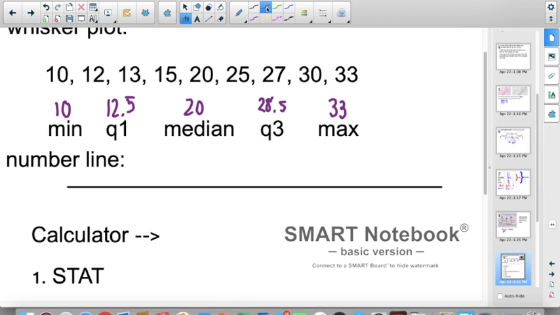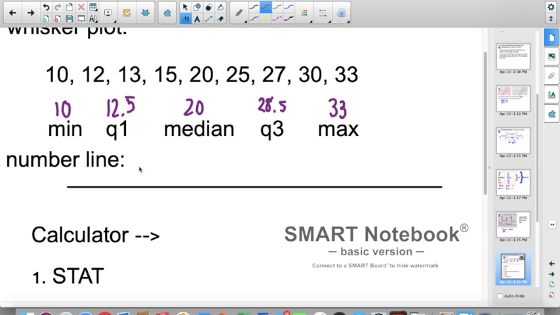Now that we have these 5 things, which we always need for a box and whisker plot, we can now make our box and whisker plot. First thing we got to do is create our number line. Remember, for number lines, they need to be consistent. I can't just put 5 little lines here, like, this is my min, here's my Q1, here's my median, here's my Q3, and here's my max. No, I can't do that. Just like when we graph, I gotta have a consistent number line.